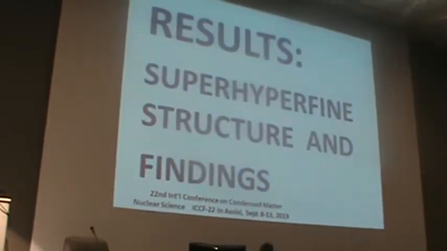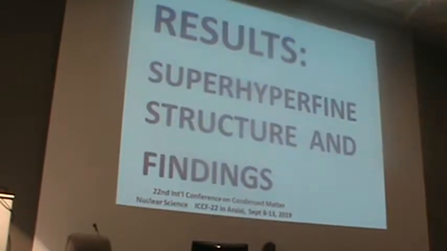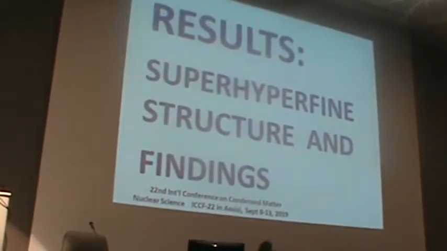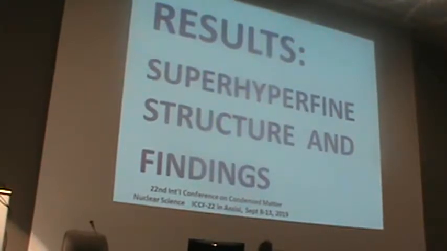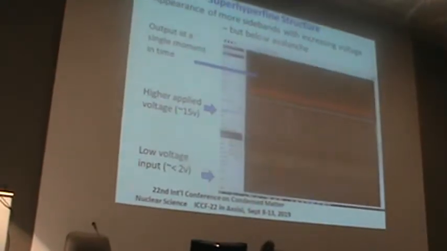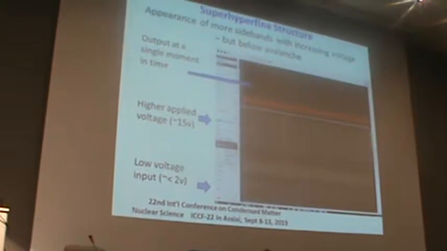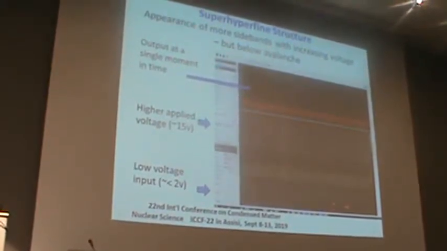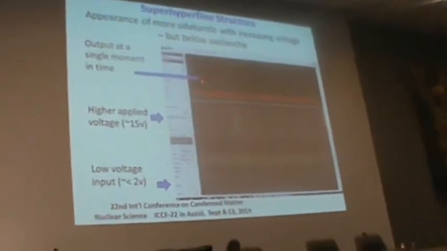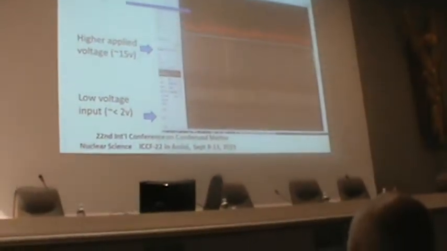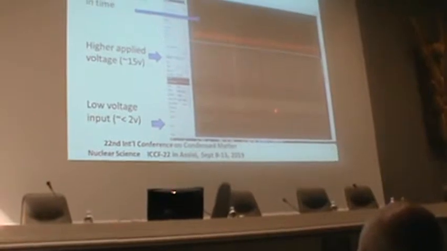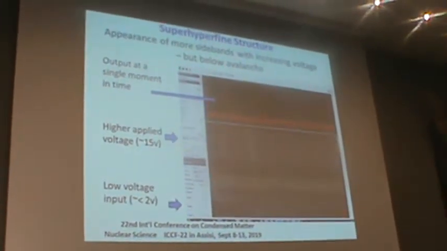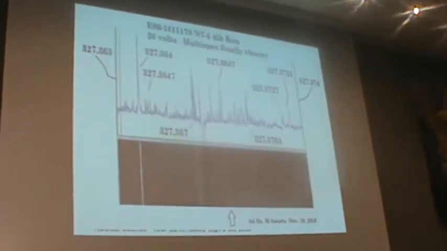Okay, so let's now talk about super hyperfine structure. Again, the single line is a hyperfine emission, and when we create sidebands, I'm calling that super hyperfine. So here, this is about 30 kilohertz across, and here the time is going this direction. So here at 2 volts, we've got a very low voltage, we've got a very nice signal, and yet when we up the voltage to 15 volts, all of these other bands appear. So now let's analyze them.